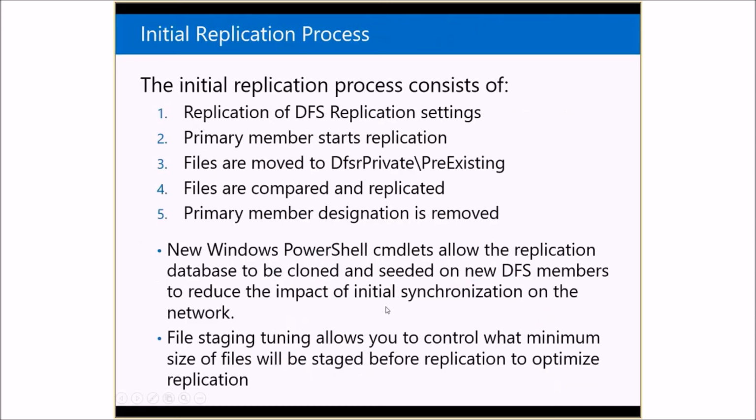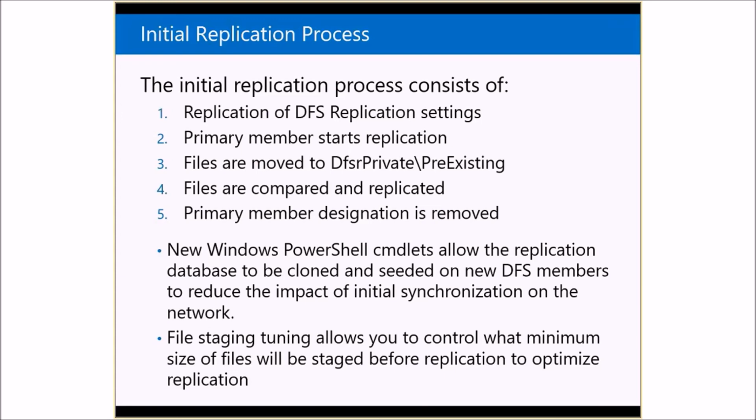So, the initial replication process. The initial replication process consists of replicating the DFS replication settings. The primary member starts the replication. So who do you think will be the primary member in our assignment? The Elizabeth or the Adelaide file server? Adelaide, because it has the files. The primary one has the files. The secondary one is the one that needs the files.